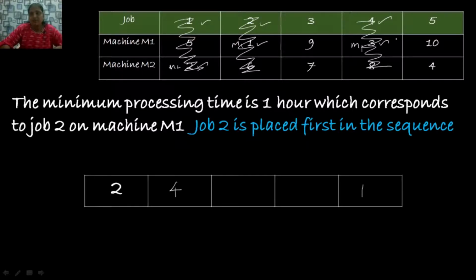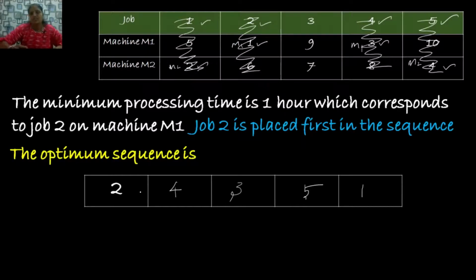Next, find the minimum processing time here. 4 hours is the next minimum processing time. This falls on job 5 on machine M2. So you have to place job 5 next to last in the sequence, and you delete this. So we have only one option, that is job 3. So directly we write down job 3 in the third cell. So this is the optimal sequence. That is, the order we have to process the jobs is 2, 4, 3, 5, 1.